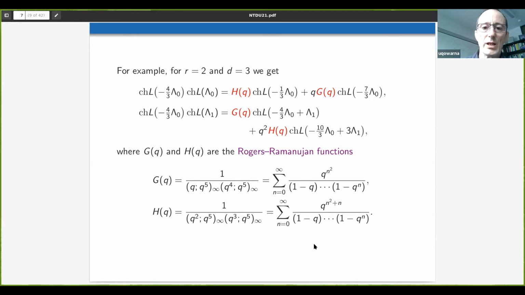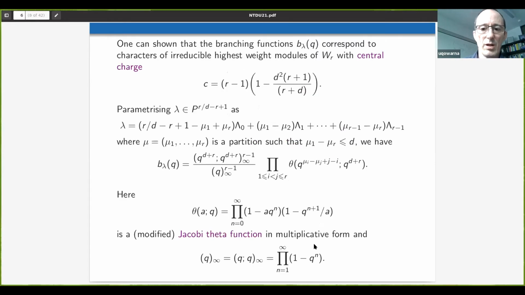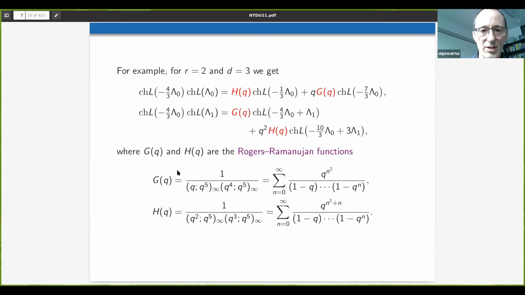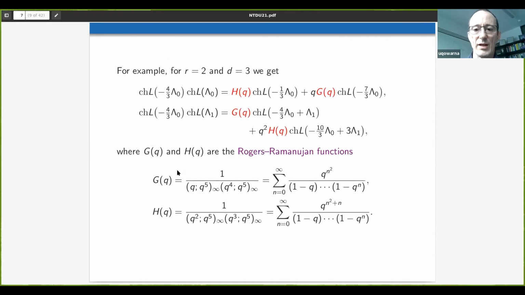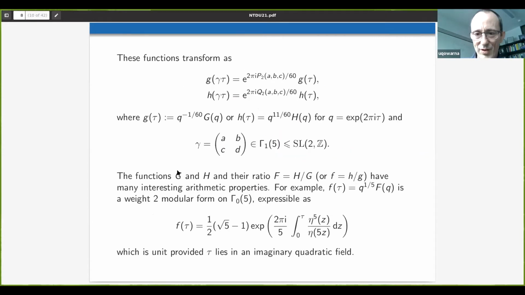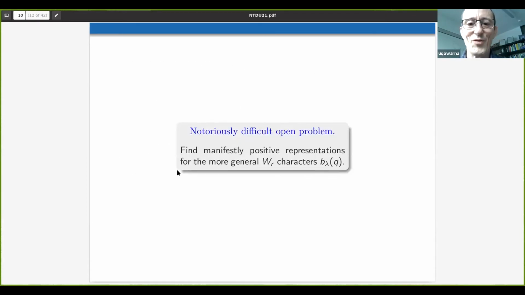And so we would really like to have these kinds of Eulerian forms for these more general branching functions. This is a very special case here where R is 2, so that's just SL2, and D is 3, which we call the level. So in a very trivial case, we understand everything, but in general, we understand very, very little. And so that's where the main question for this talk comes from. This is notoriously difficult: find manifestly positive or Eulerian representations for these more general branching functions.